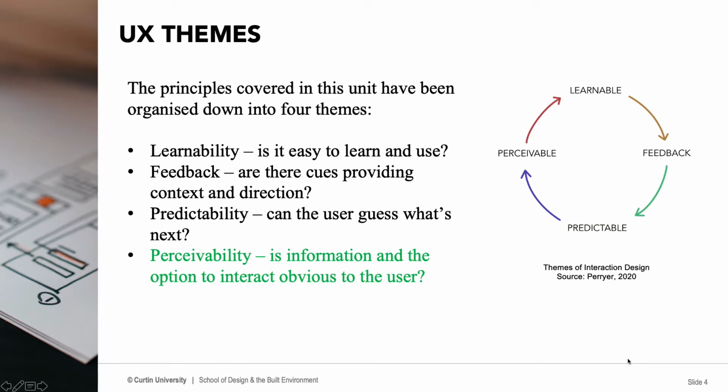Perceivability is really trying to answer the question, is information and the option to interact obvious to users? So that's the umbrella theme which all of these principles that we cover today will touch upon. If you remember as well, a couple of weeks ago, I gave this analogy that in UX, when you're trying to grapple with the themes, it's a little bit like the blind man and the elephant story. Anyone remember that? If you don't quite remember, there's a whole bunch of blind men, and they are all trying to describe an elephant, and each of the blind men is trying to come to terms with a different part of the elephant.